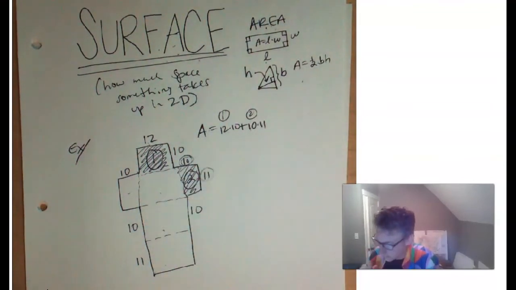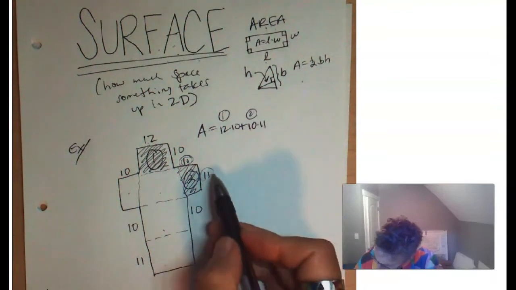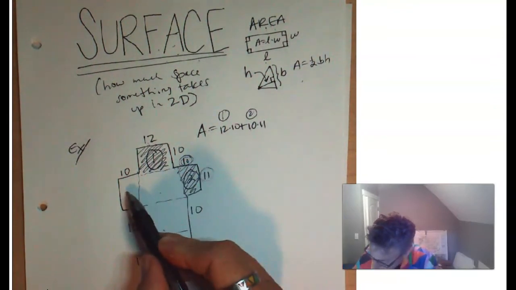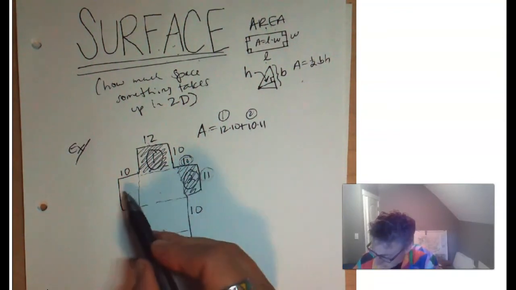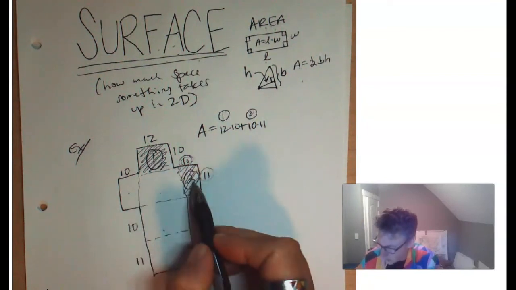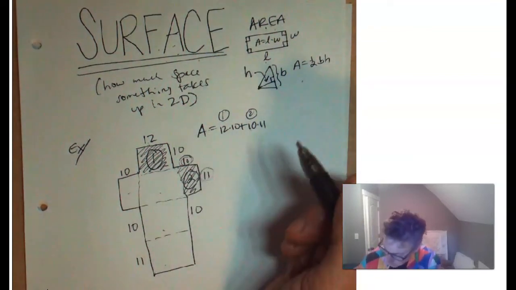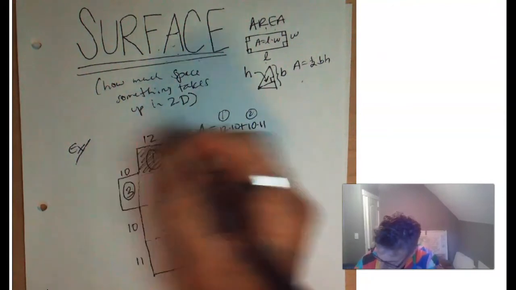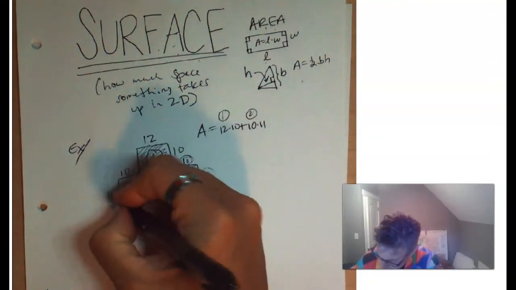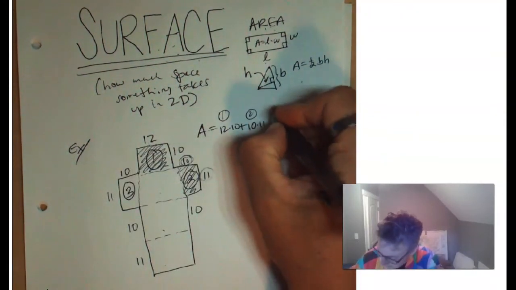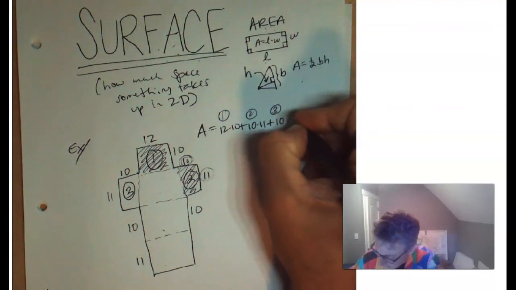Cross that off because I used it. Well, then that means this rectangle should be the same as that rectangle because they're opposite sides of this rectangular prism. So this guy, number 3, is going to be the same as that one, which was 10 times 11. Right? 10 times 11 plus 10 times 11.